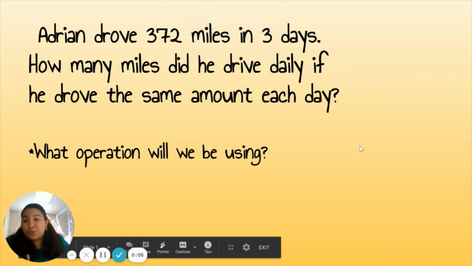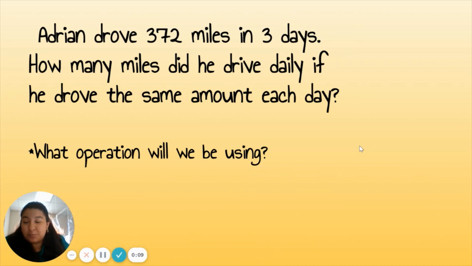Okay, so we're going to go over a new concept today, but before I tell you what concept that is, let's go ahead and read this problem. It says Adrian drove 372 miles in 3 days. So how many miles did he drive daily if he drove the same amount each day? So what operation will we be using?